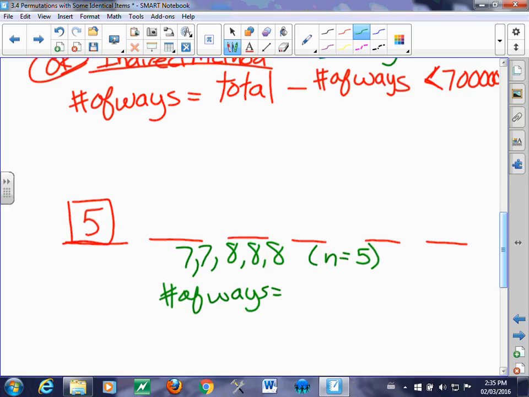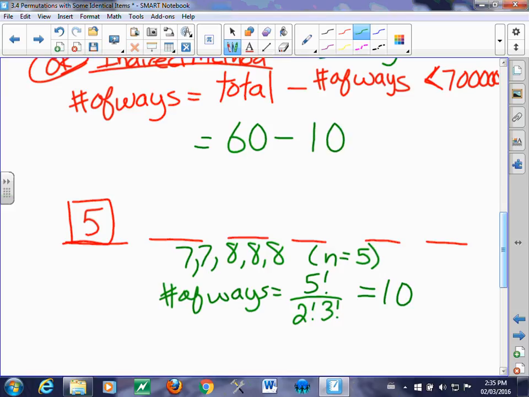Okay, how do we figure that out? Well, you take 5 factorial divided by the 7 repeats twice, so there's 2 factorial. The 8 occurs 3 times, so that's 3 factorial. Plug in your calculator, and that equals 10. So let's go back up here, folks. We know the total number of ways from A is 60, okay? And then subtract the opposite, which we just found here, which is the opposite meaning less than 700,000. So that's going to equal 50 ways.